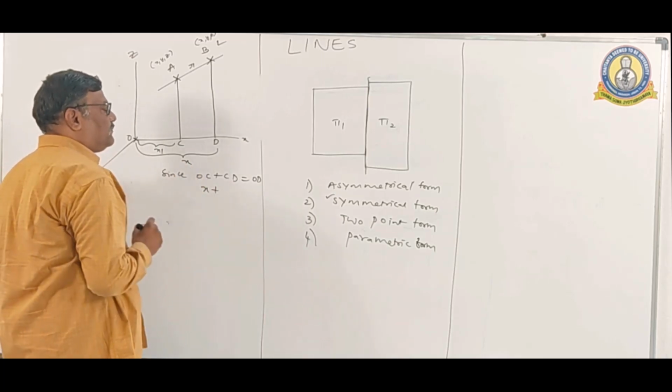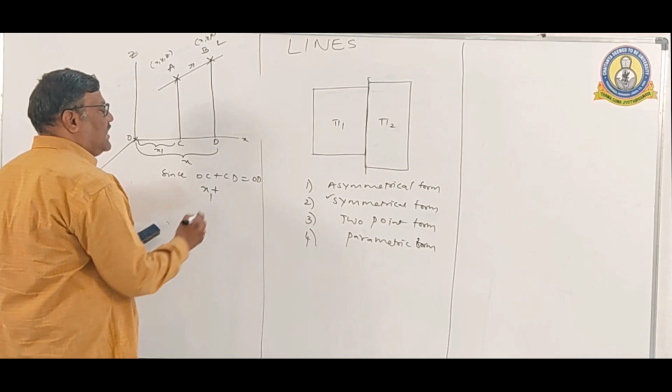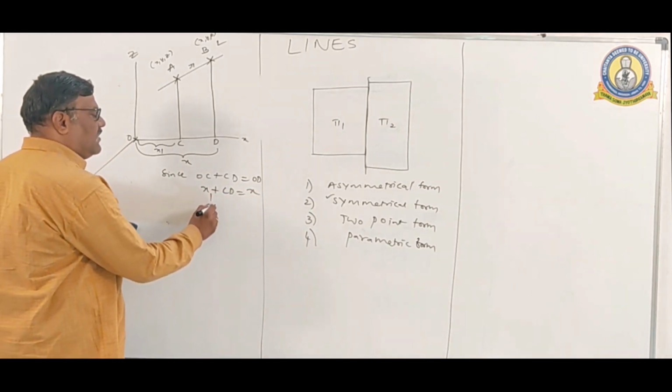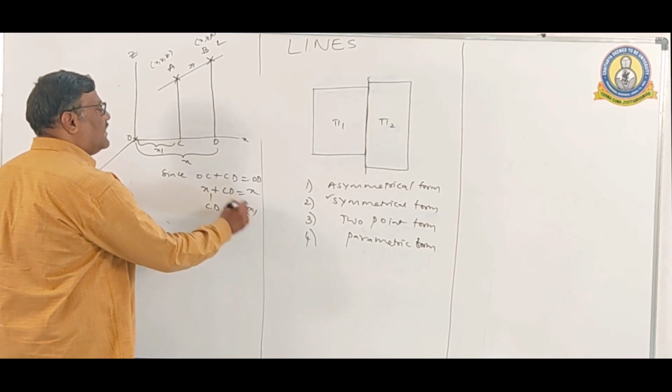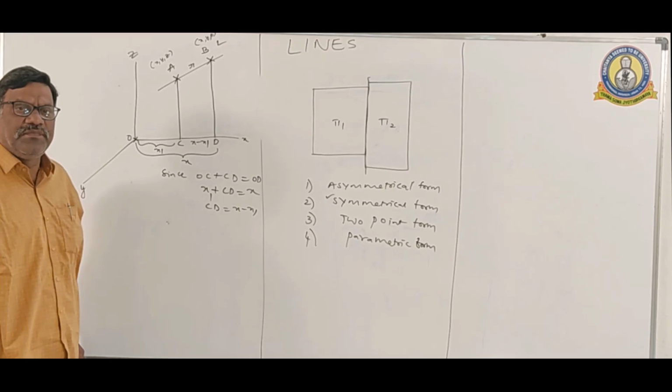where OC is x1, CD we have to calculate and OD is equal to x. Therefore, the CD value becomes x minus x1. So, CD is equal to x minus x1.